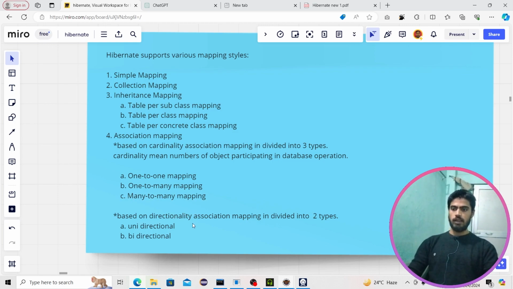Based on directionality, association mapping is divided into two types. The first one is unidirectional and the other one is bidirectional. Basically, unidirectional and bidirectional is nothing special. The main thing inside association mapping that you have to remember is one-to-one mapping, one-to-many mapping, and many-to-many mapping. This is all we have to go through in association mapping.